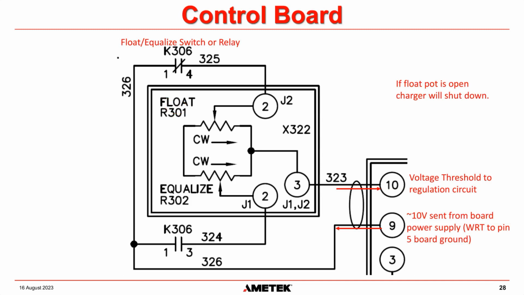So that's all that happens when we press the equalize button, is the contacts for K306 change, and that means we are using this resistor instead of this resistor. It all goes back to the same point, which is pin 10.